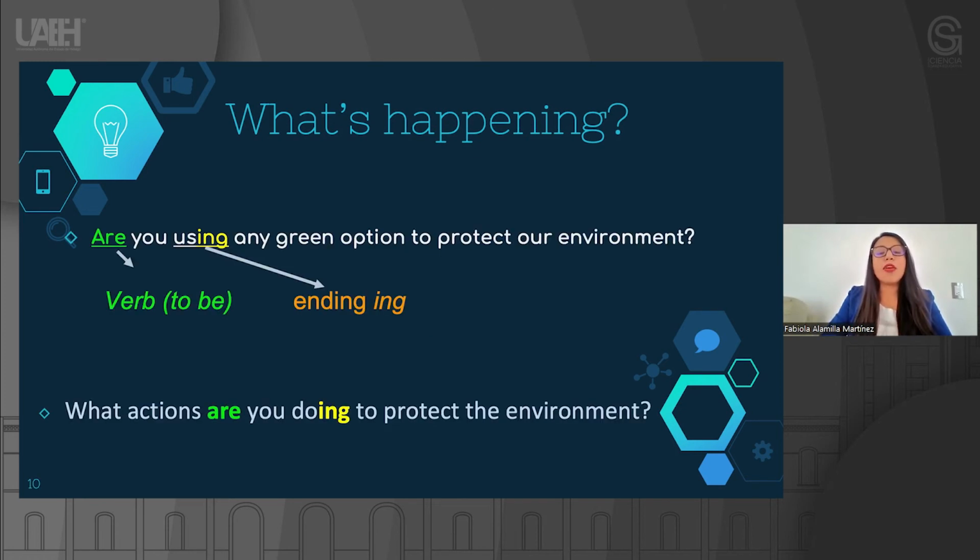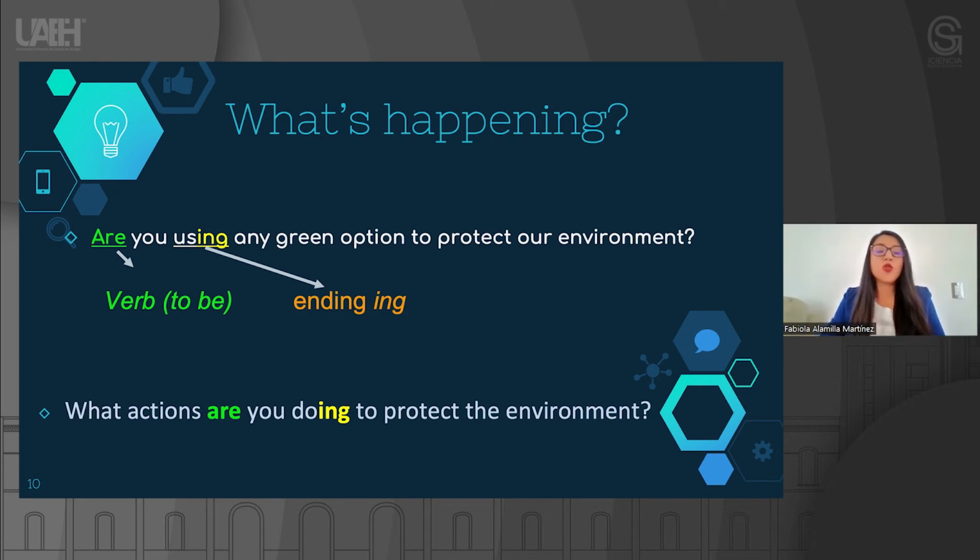So what about the questions? Well, the questions are very similar to the affirmative, but we need to move the verb to be to the beginning of the sentence to make a question. For sure, don't forget to write a question mark at the end. So in here, for example, with the verb to be, are you using? We follow the same rule, adding ing.